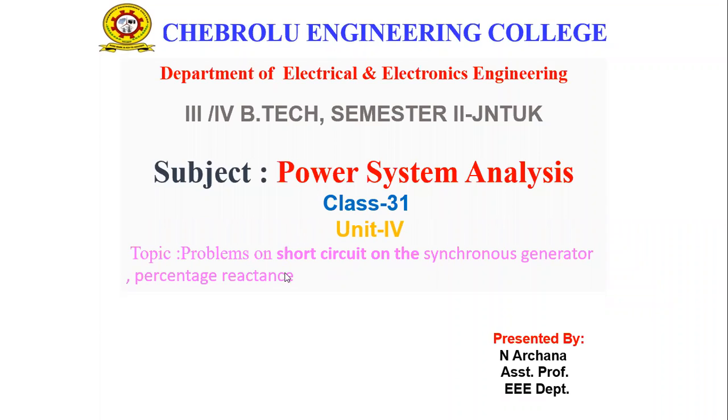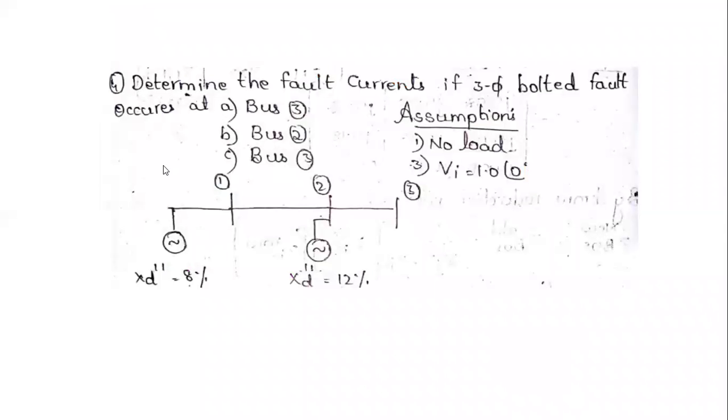This is the continuation of the previous class. We are doing the problem related to short circuit fault currents in synchronous generators. Then I am explaining the percentage reactance derivation. First, coming to the problem, this was already explained in the previous class.